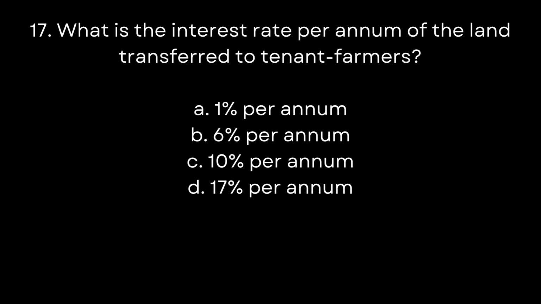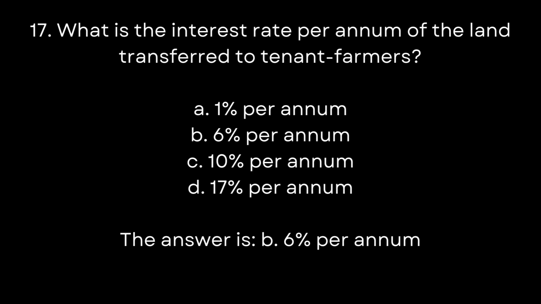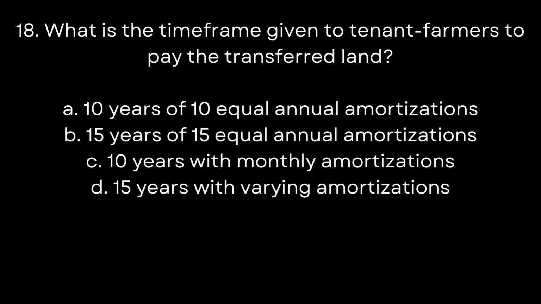17. What is the interest rate per annum of the land transferred to tenant farmers? A. 1% per annum. B. 6% per annum. C. 10% per annum. D. 17% per annum. The answer is B. 6% per annum.